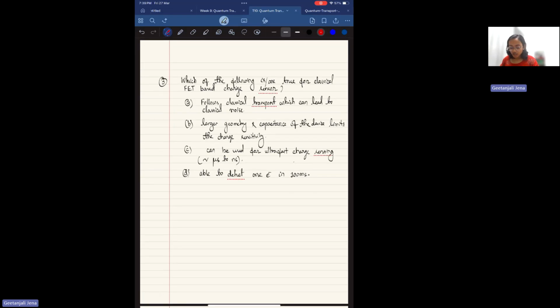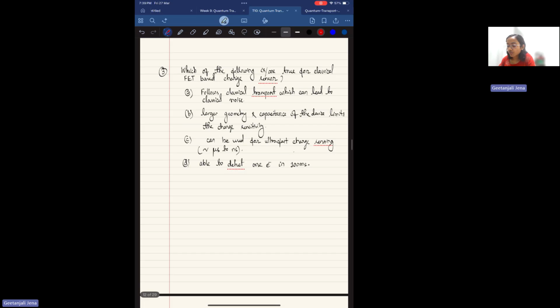Question number 3. Which of these following is true for classical FET based charge sensor? Option A, this classical FET follows the classical transport, which can lead to classical noise. Option B, they have large geometry and capacitance of the device, which limits the charge sensitivity. Option C, it can be used for ultra-fast charge sensing, which has time scale in the order of microsecond to nanosecond. Option D, they are able to detect one electron in 100 milliseconds.